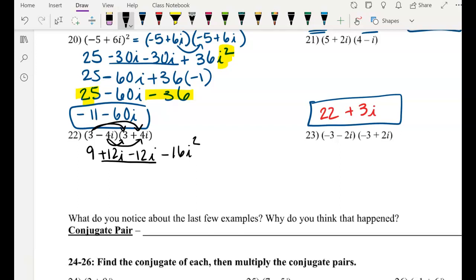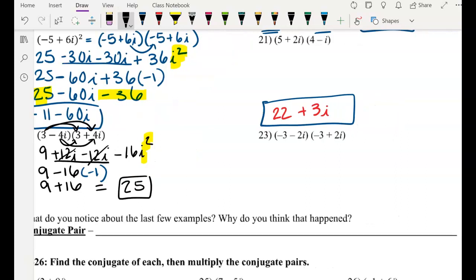These two terms in the middle, since they are opposite of each other, will cancel. And drop down -16, we know that i squared, students, must be -1. So 9, and -16 times -1 is a positive 16. Added together, this is going to give us 25. Isn't that magical?